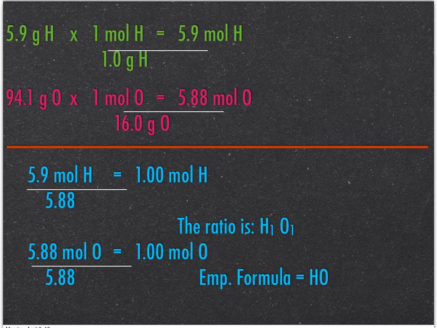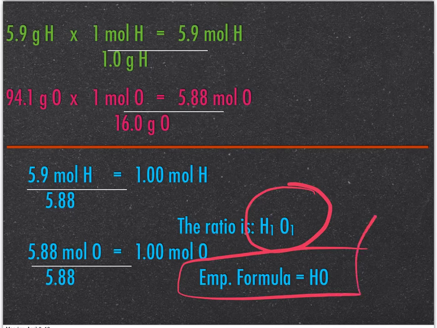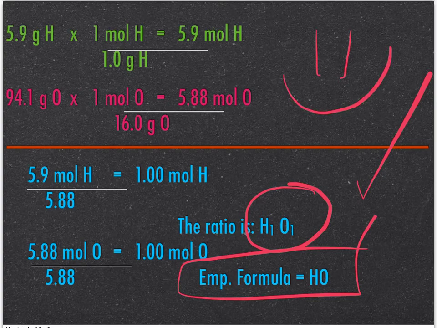You can write it as HO. You can write it as H1O1. Obviously, we don't write that very often. We usually ignore the ones or they're just understood. But the final empirical formula is HO. We know that this is correct because it's reduced. We cannot further reduce HO or H1O1.